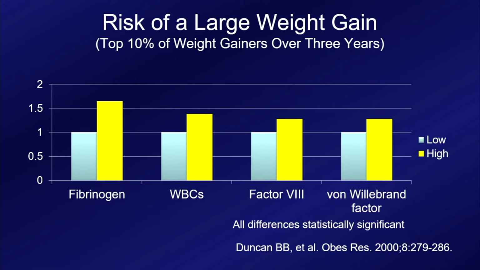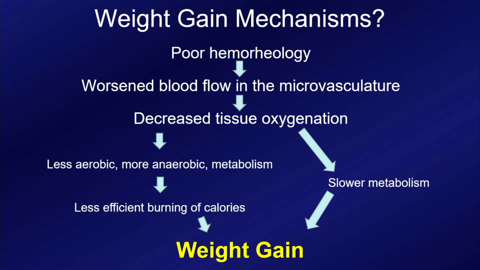Indeed, you are much more likely to have significant weight gain if you had worse blood fluidity based on a number of markers. So whether you looked at fibrinogen or white cell count or factor VIII or von Willebrand factor, greater likelihood of gaining a significant amount of weight. And so this is kind of a similar slide to the one that you saw. But again, we're looking here at decreased tissue oxygenation, slower metabolism, less aerobic, more anaerobic metabolism, so you're burning less calories, and some of the possible pathways to weight gain.